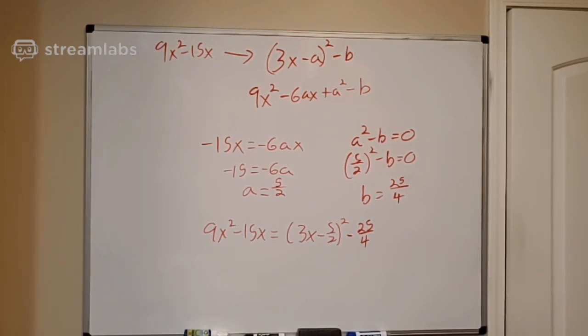0. So I remember we talked about this. This is what's called equating coefficients. So obviously 9x squared equals 9x squared, no big deal, there's no variable there. But I know that the negative 6ax has to be equal to the negative 15x because that's the only term with an x in it. And I know the a squared minus b, which are my constant terms, has to be equal to 0 because there is no constant term in the original problem.